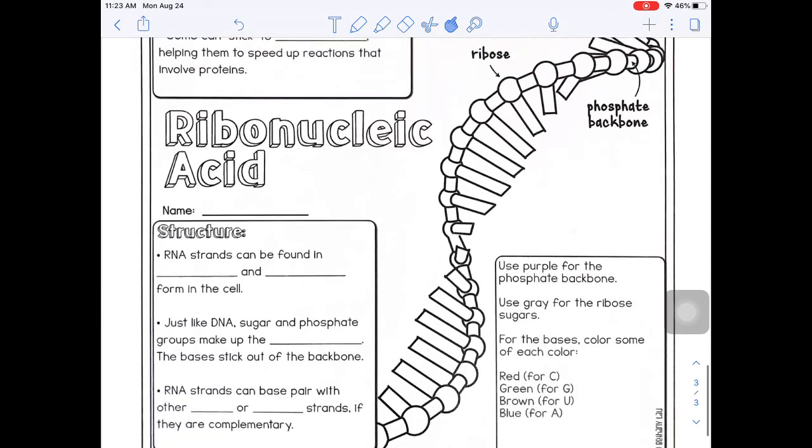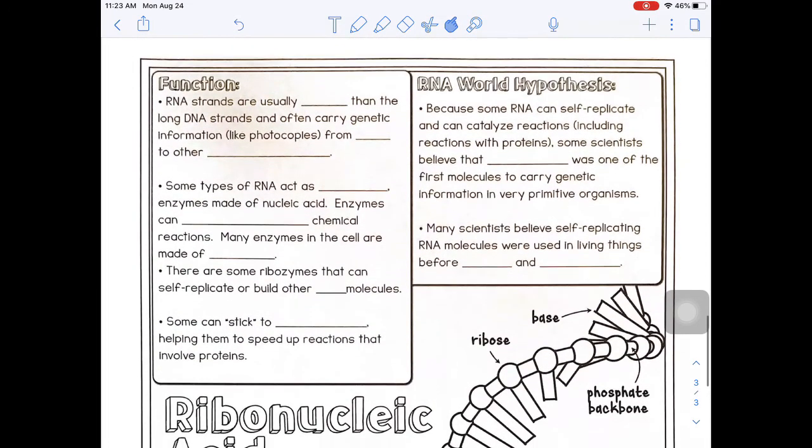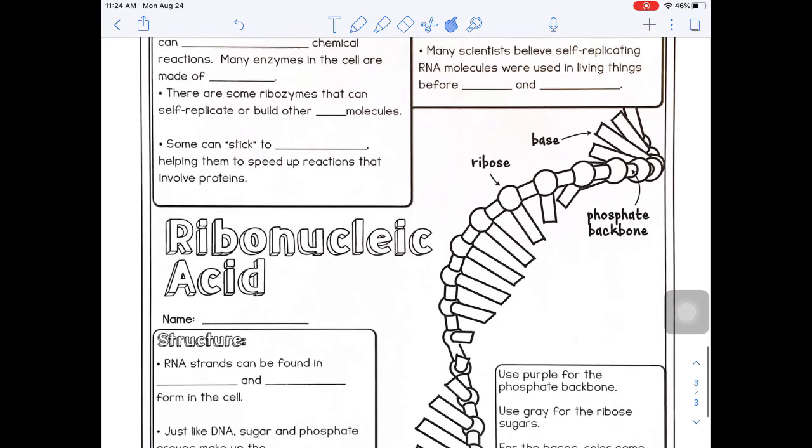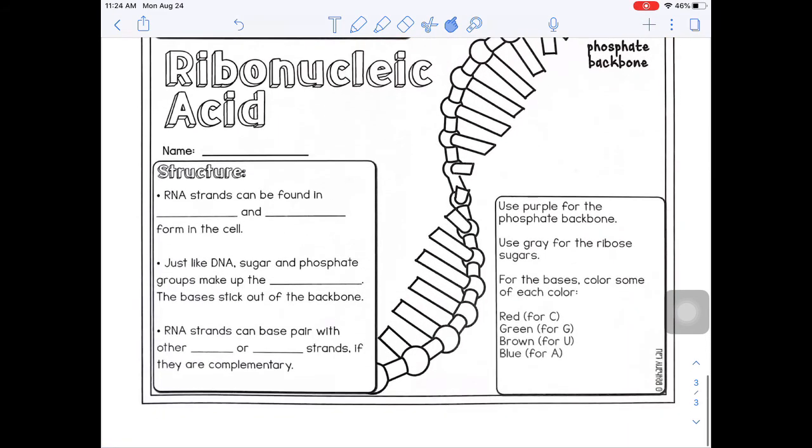What they're thinking in terms of the RNA world hypothesis. Because some RNA can self-replicate and can catalyze reactions, including reactions with proteins, some scientists believe that primitive RNA was one of the first molecules to carry genetic information in very primitive organisms. Many scientists believe self-replicating RNA molecules were used in living things before DNA and proteins. So, kind of like the evolution of nucleic acids, I guess.